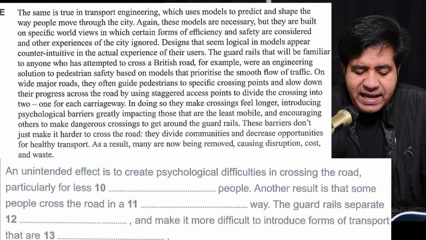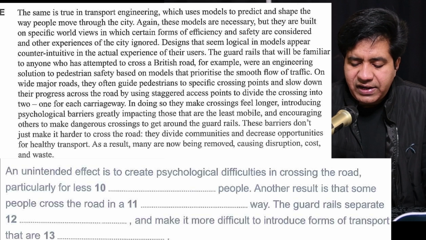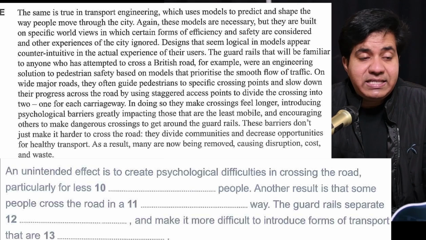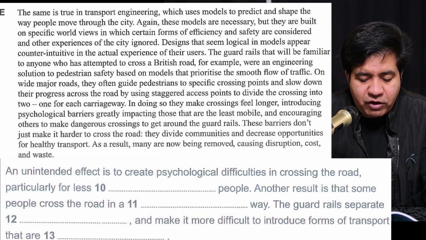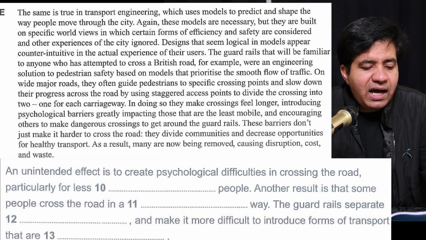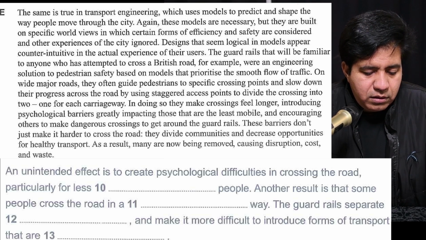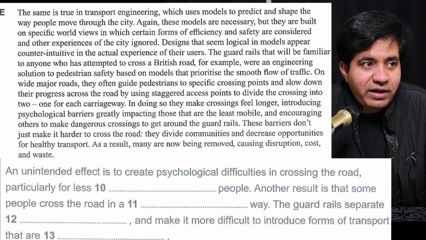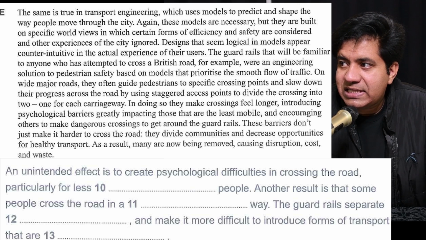Question number 10. An unintended effect is to create psychological difficulties in crossing the road, particularly for less dash people. Less dash people. It's going to be a trait of people. The answer is in the same paragraph. Move on. For less, they use the word least. Don't tell me. For less, they use the word least.